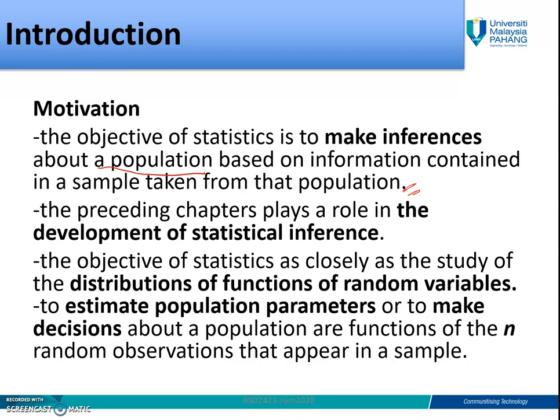But now it's not only a random variable. It's a function of random variables. When we are talking about function, it's similar with an equation. And then to estimate population parameter, once we have population and then we have sample to be used, based on sample we can estimate the population parameters or to make decision about a population. A function of the n random observations that appear in a sample. All right, so that's the motivation on learning this chapter.